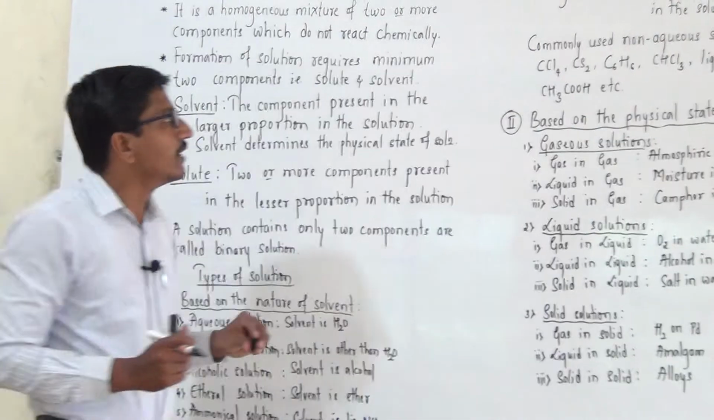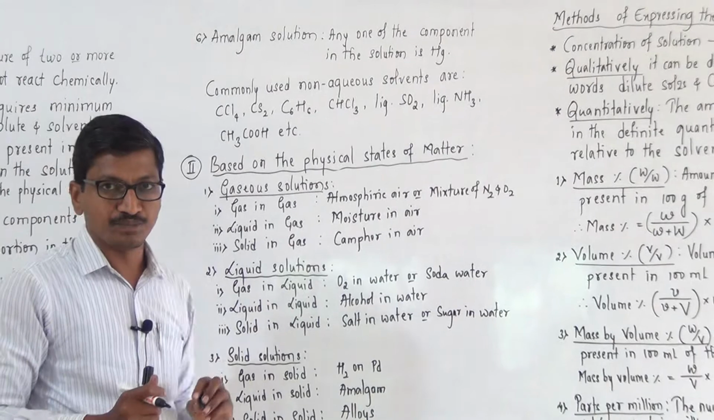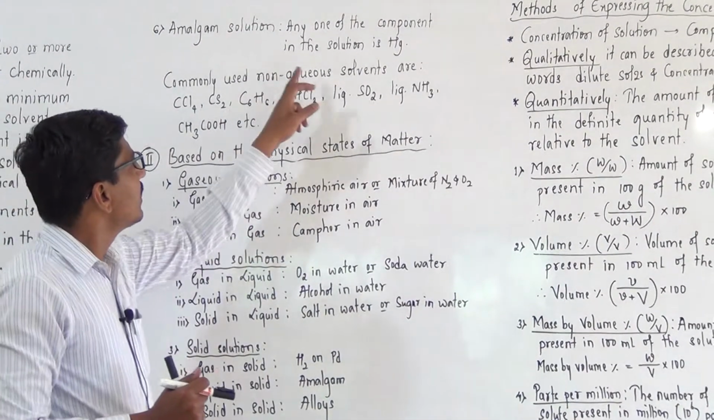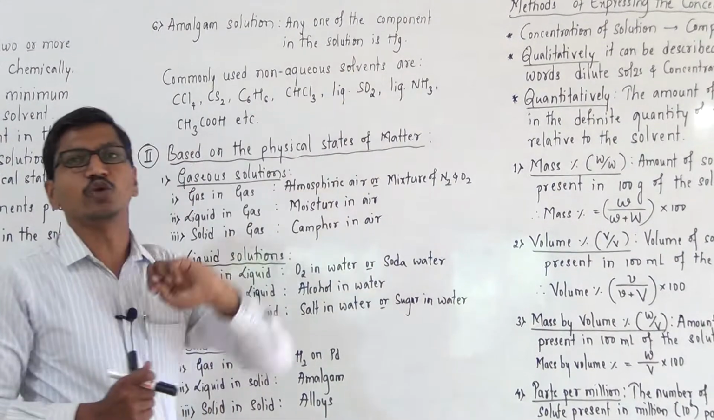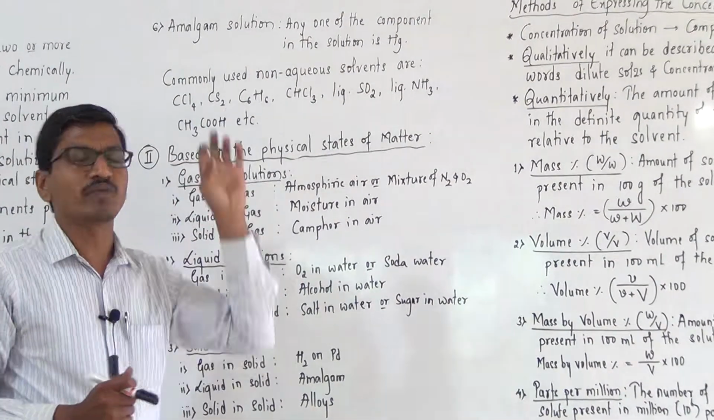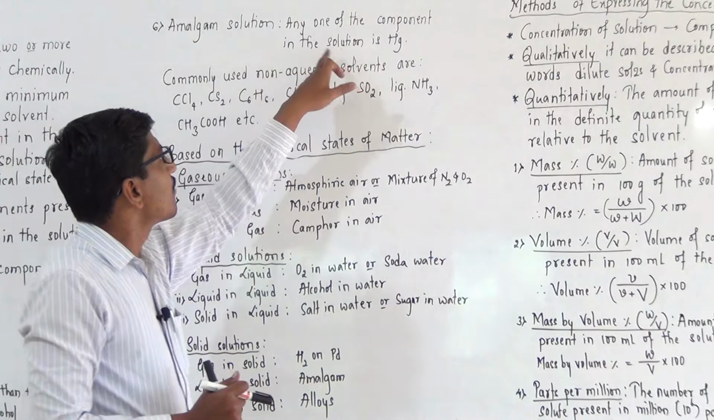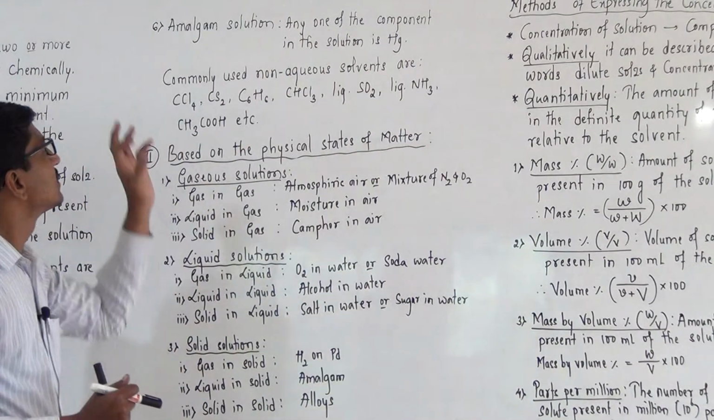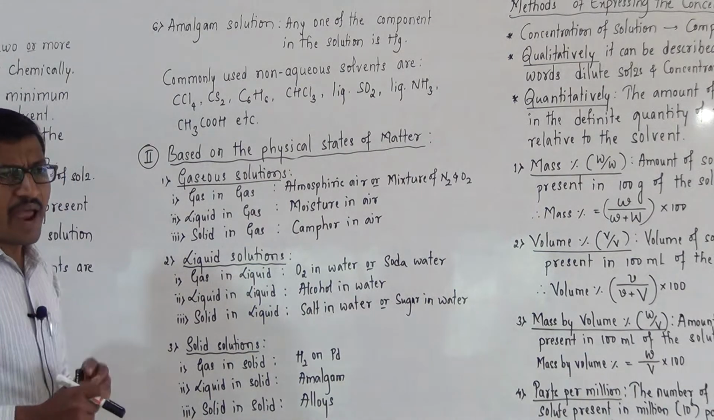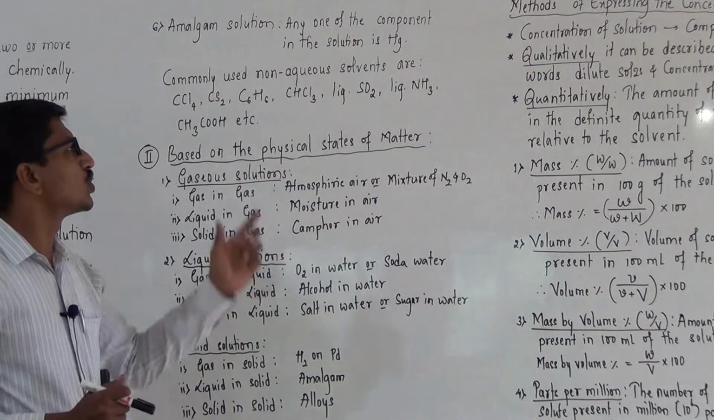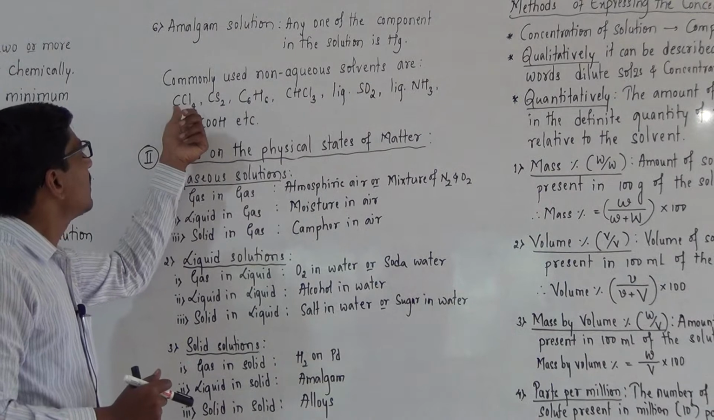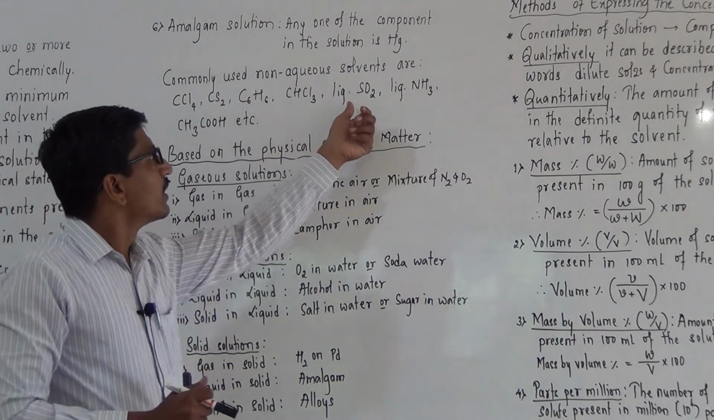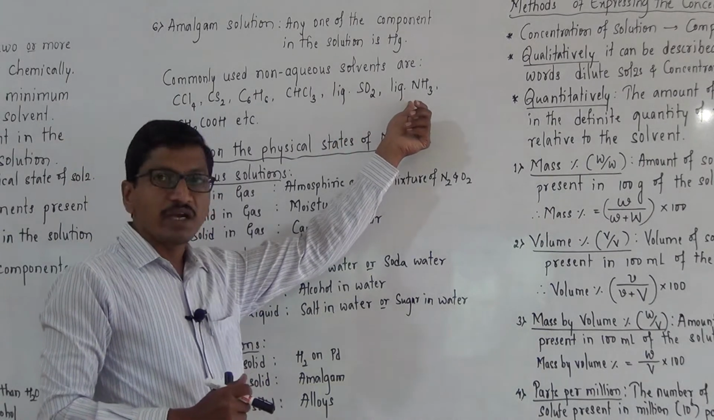Then the sixth is the amalgam solution. In an amalgam solution, any one of the components in the solution is mercury, whether solute or solvent. Some of the commonly used non-aqueous solvents are carbon tetrachloride, carbon disulfide, benzene, chloroform, liquid sulfur dioxide, liquid ammonia and acetic acid, etc.